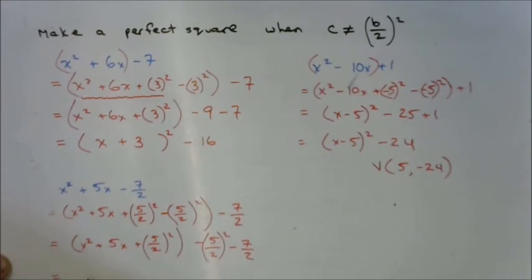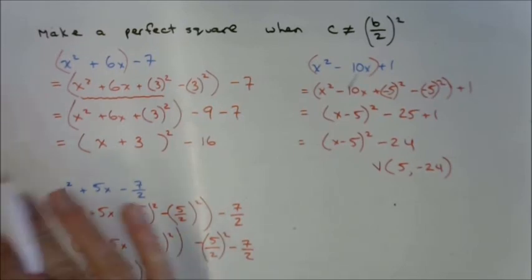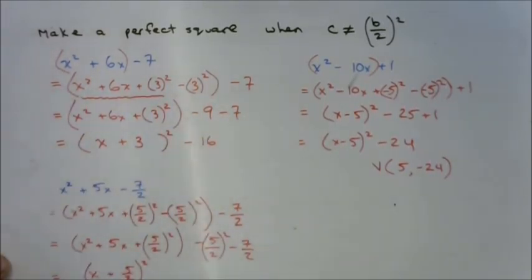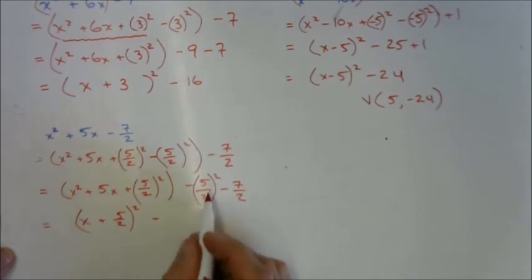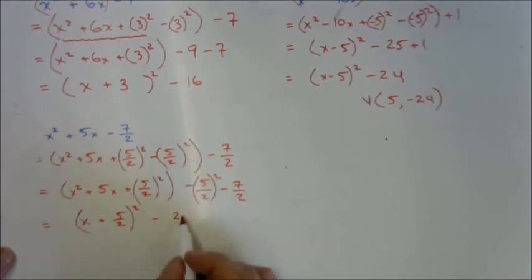Binomial squared, x plus 5 over 2 squared. Okay? X, 5 over 2. It's the exact same as we did in all the other problems. Here we go. This one's a little bit trickier. It's got a couple of steps here. 5 over 2 squared. You square the top and square the bottom. So that's 25 over 4.